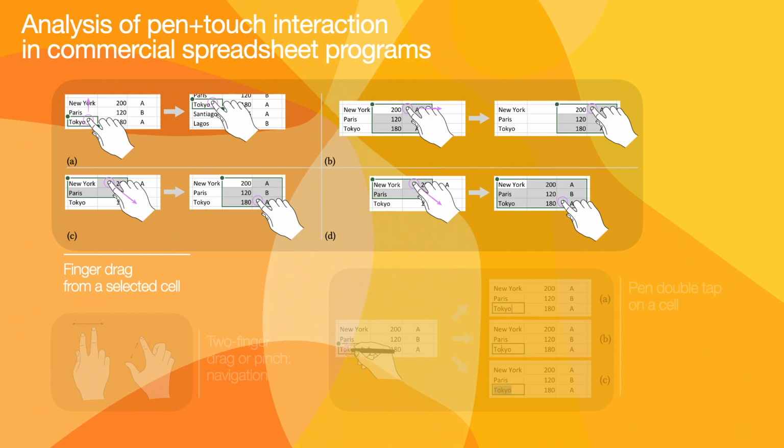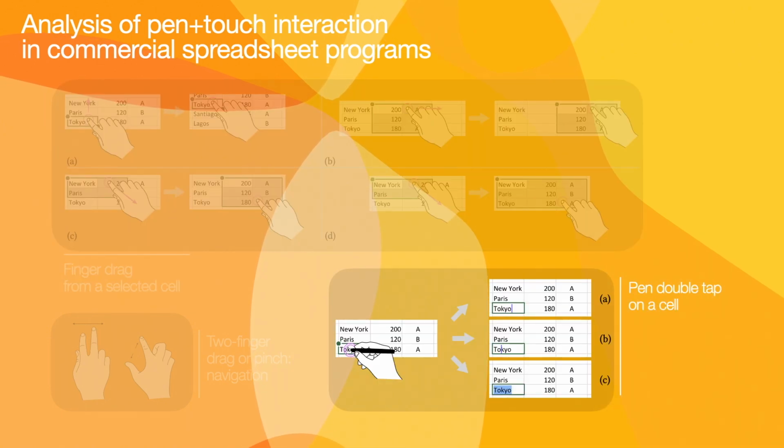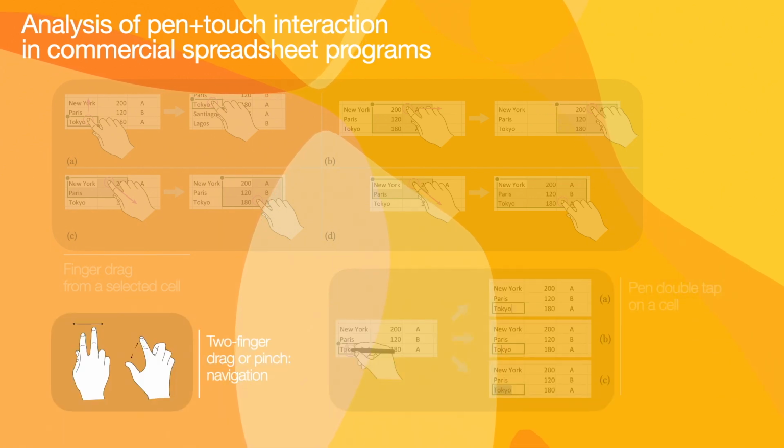For instance, moving the finger will sometimes move the workspace, sometimes move the selection, sometimes initiate a new selection, and sometimes enlarge the selection. A double tap with the pen will sometimes place a cursor at the end of a value, sometimes in the middle of it, and sometimes select the whole value. The only consensual design choice we've observed is that two-finger interactions are always dedicated to pan and zoom navigation.